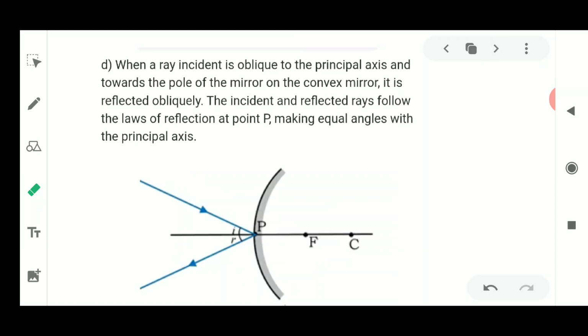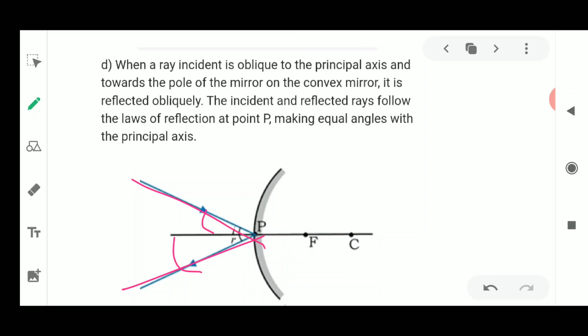Now we go on to the next and the last rule, where it says that when an incident ray is coming and striking at the pole obliquely, it is going to be reflected back at the same angle. Okay, after striking it is going to make the same angle. So angle I is equal to angle R. In this case, angle I is equal to angle R.